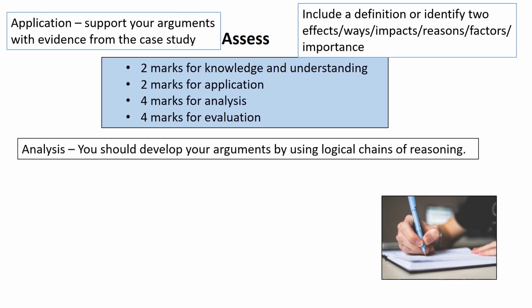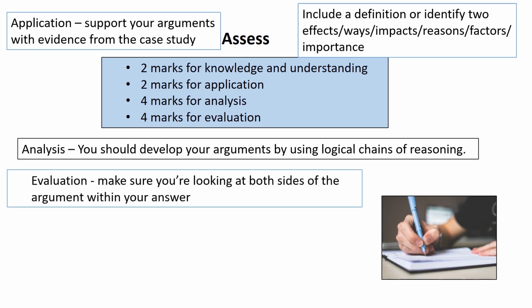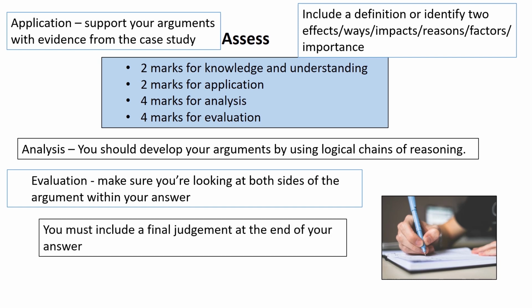When it comes to analysis, you should develop your arguments by using logical chains of reasoning. You should be using words such as because and this means that and as a result. Use these logical chains of reasoning and show a full understanding of the question. You must evaluate in this 12 marker. Make sure you're looking at both sides of the argument within your answer. And finally, you need to have a final judgment. You must include a judgment at the end of your answer that is fully supported.